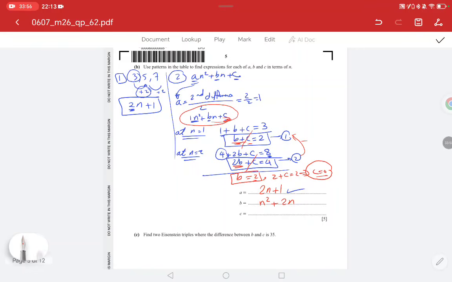Okay, the third one, let's write it here.